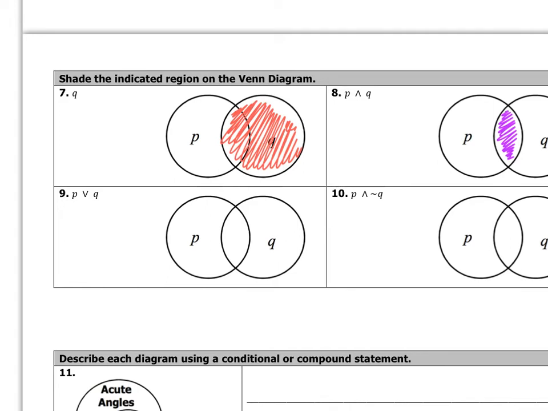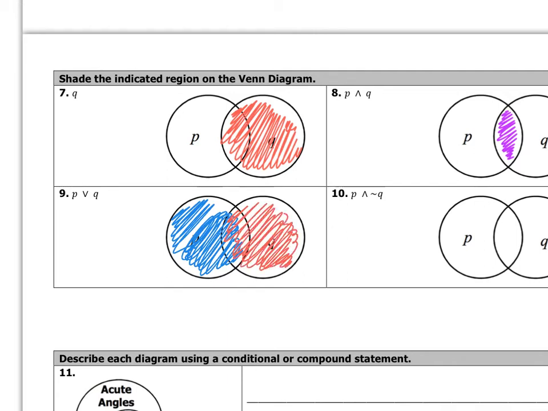So watch what happens when I do this. I'm shading all of my first circle, P, and then I'm shading all of my second circle, Q, and my entire Venn diagram is now shaded when I have P or Q in this type of Venn diagram. You shade both the overlap and the individual circles themselves.